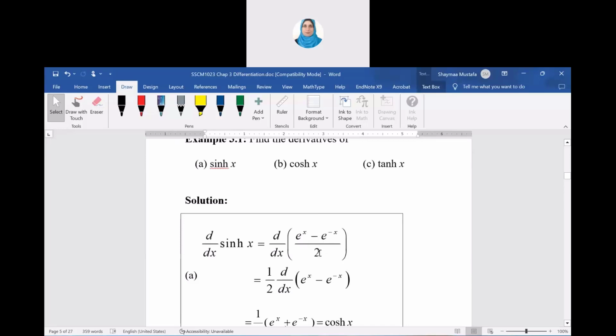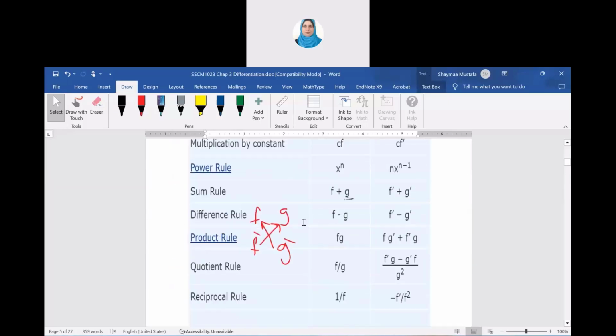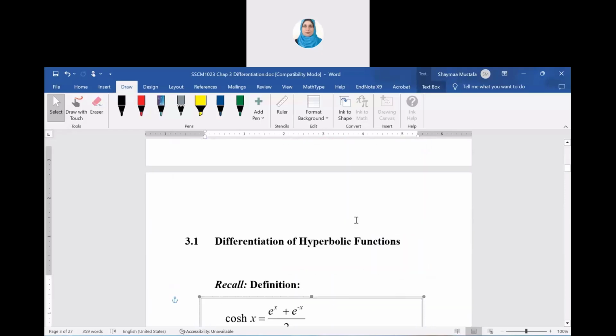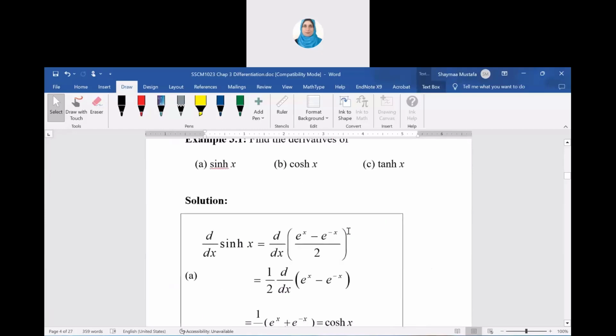Now 1 over 2 is a constant. So the constant will go outside of the derivative based on this rule here. Any constant multiplied by a function, just keep the constant and find the derivative of the function. So here the constant will not change, I still have 1 over 2. Now I just need to find the derivative for the function e^x minus e^(-x).